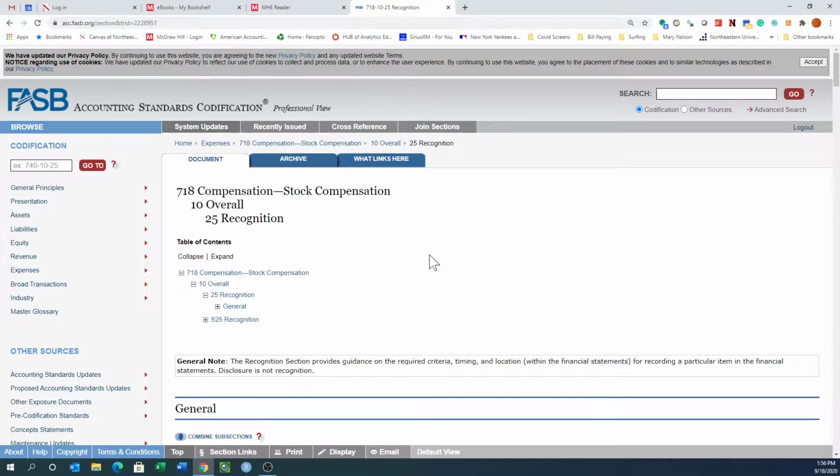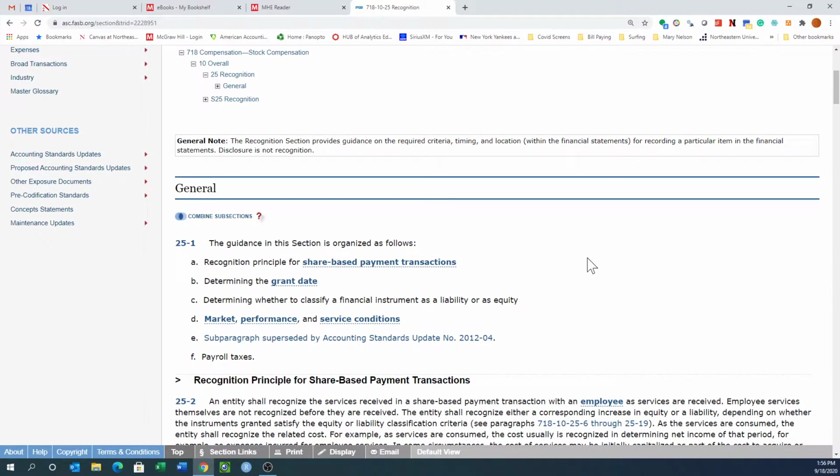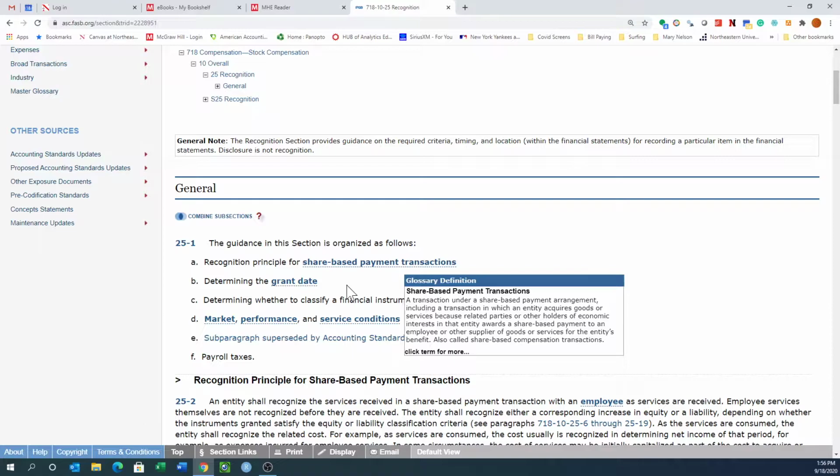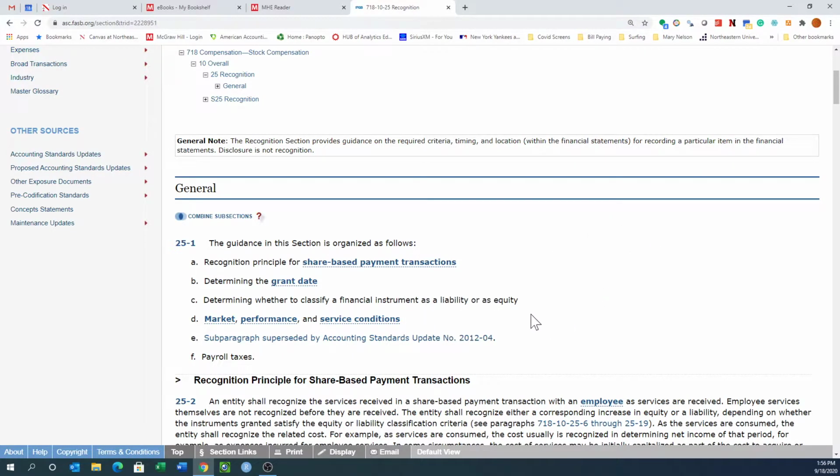718-10-25. And these are the things that we want to be focused on, right? We're going to be looking at how we recognize, what's the recognition principle for share-based payment transactions. How do we determine the grant date? Is it a liability or is it truly an equity transaction? Right? And the key here is whether or not there's the ability to go to cash. That the employee, instead of owning the equity, can get cash right away or pretty soon thereafter.